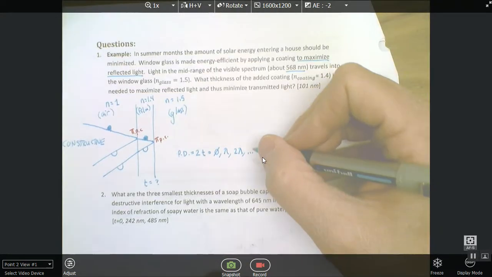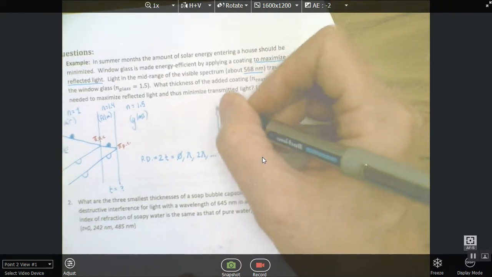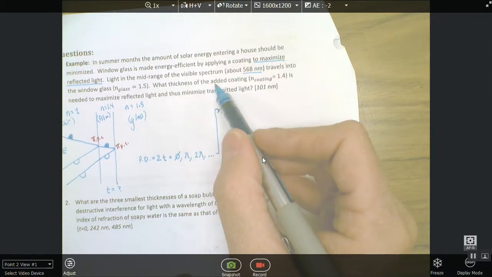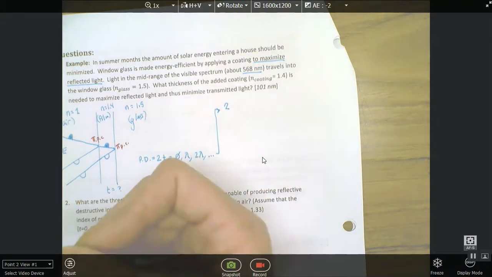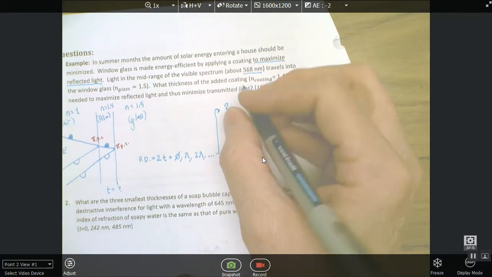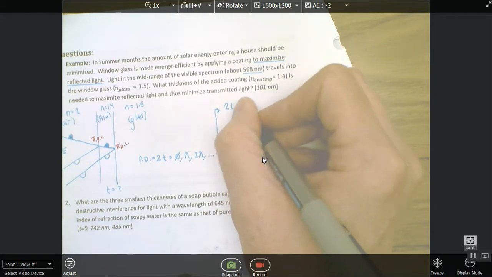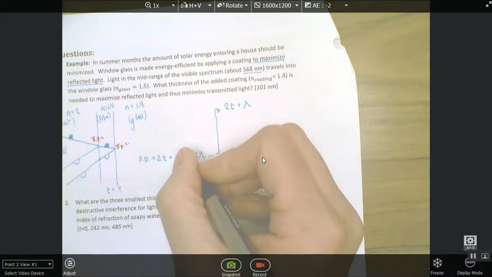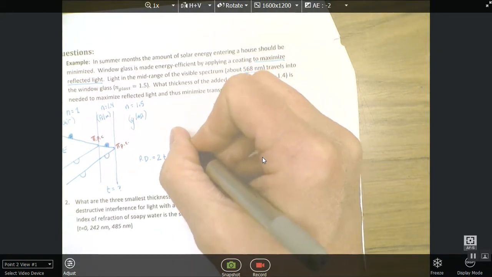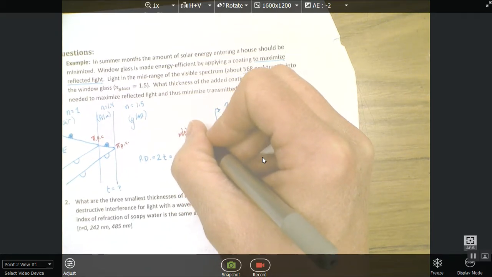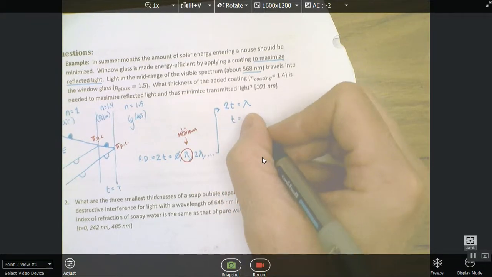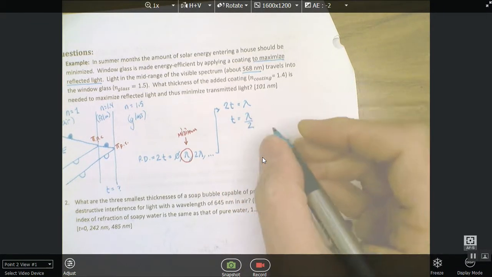So what does this mean? Well, simply, 2t, now it wants what thickness of the added coating. We're going to assume that we're not going to pick 0 because that doesn't make sense. We're going to look for the minimum thickness. So 2t must equal lambda. We're going to pick this one here, the non-zero case. That would be the minimum thickness. Let's go for minimum thickness, okay? Because we're looking for minimum t. And that thickness would be lambda over 2.